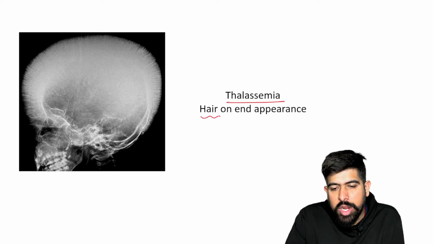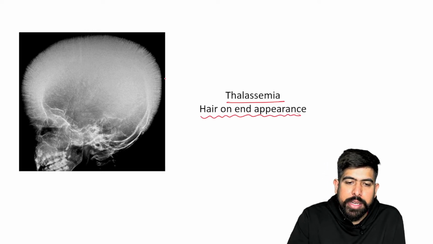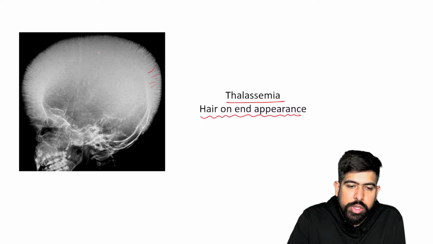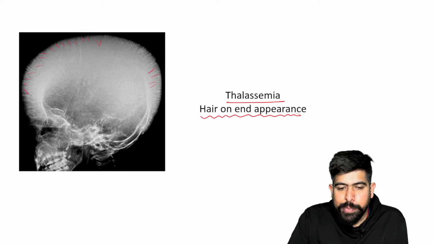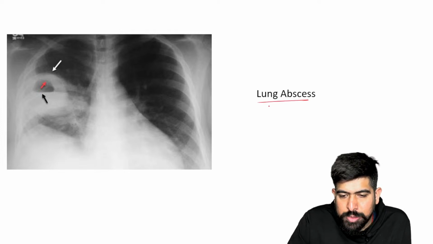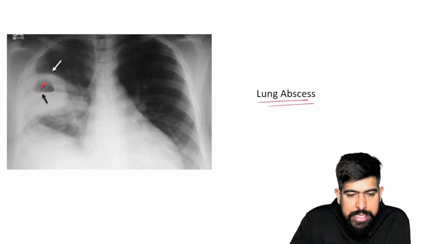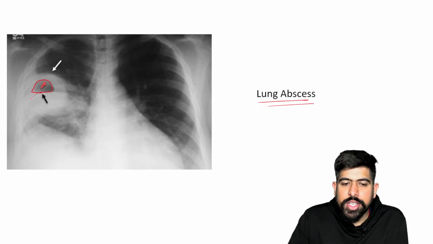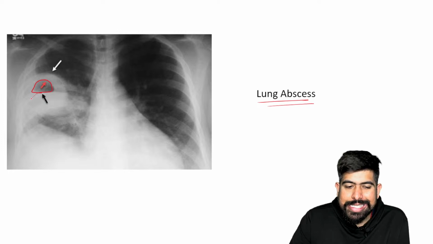In thalassemia, we find the hair-on-end appearance. You can find hairs standing on the end of the skull, right? This hair-on-end appearance is seen in patients with thalassemia. Next is the lung abscess, which shows the crescent sign, right? This is your lung abscess, with the crescent sign.